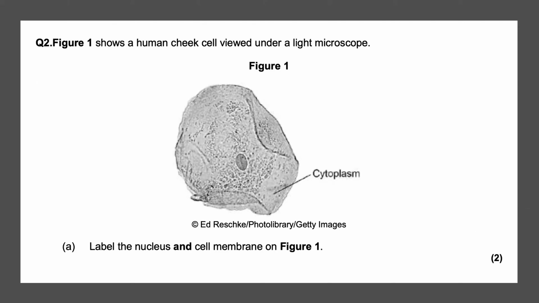Next question. Figure 1 shows a human cheek cell viewed under a light microscope. Label the nucleus and cell membrane of figure 1. And this is 2 marks. So you would get 1 mark for labeling the nucleus and the other mark for labeling the cell membrane. So the nucleus is this over here. You would just label over here.